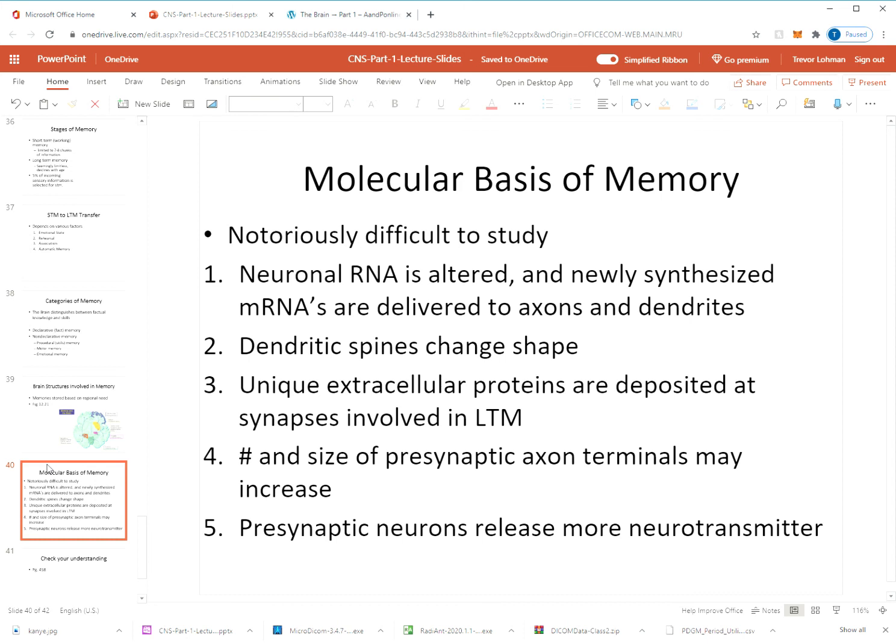basically, when a memory is formed, neuronal RNA is altered. So new messenger RNA is delivered to axons and dendrites. Dendritic spines change shape. Extracellular proteins are deposited at synapses involved in long-term memory. The number and size of presynaptic axon terminals may increase, and they may release more neurotransmitter.